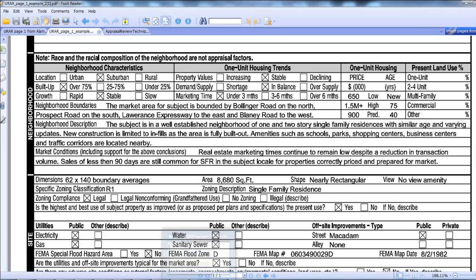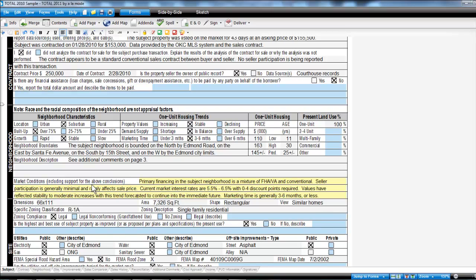And so now let's go back to the 2011 report. Market conditions. In this example, they talk a lot about financing and interest rates. I tend not to put that kind of comment in there.